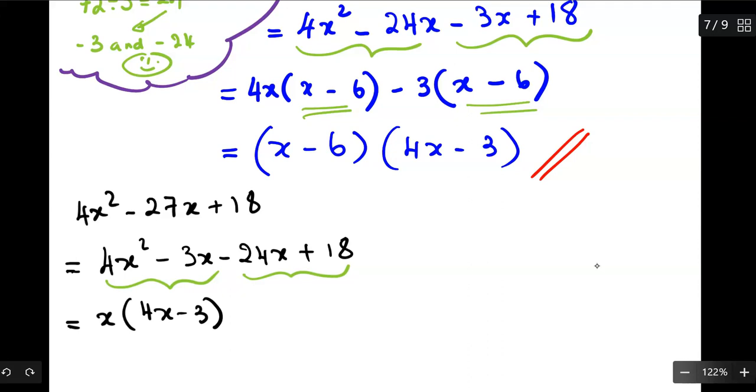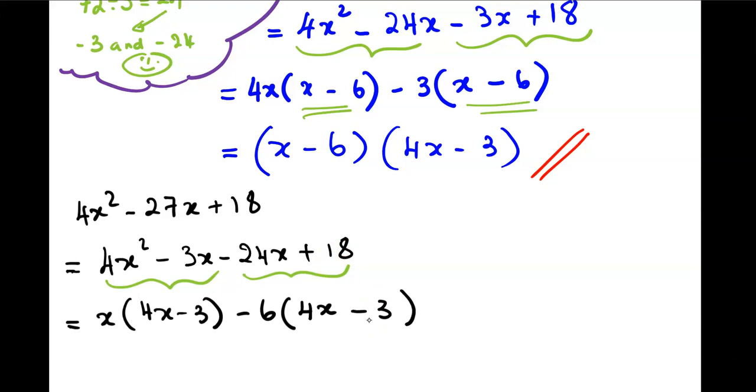Now you take a look at negative 24x plus 18. The common factor here would be 6, but you want to take out a negative 6. So what you have left inside here should be 4x, right? 4x times negative 6 gives you negative 24x. And since you take out the negative 6, you end up with a negative 3 inside the bracket. You see that?